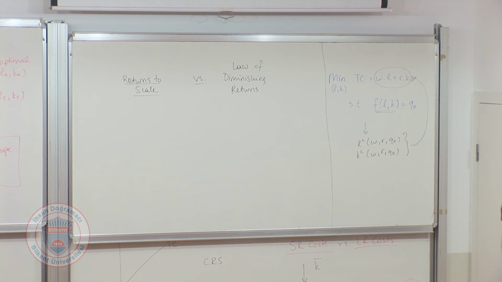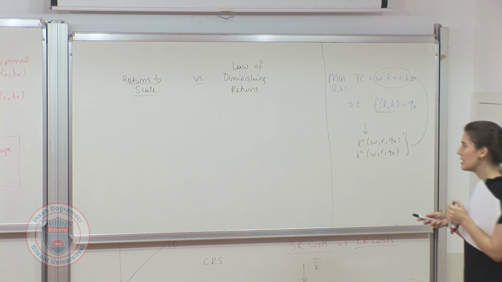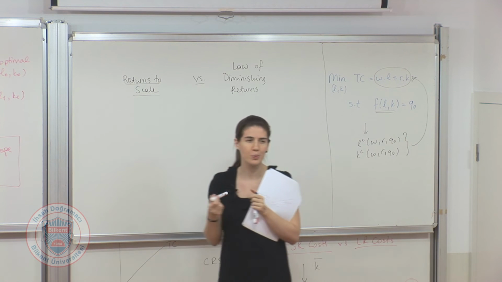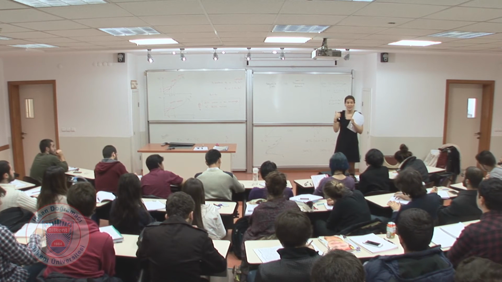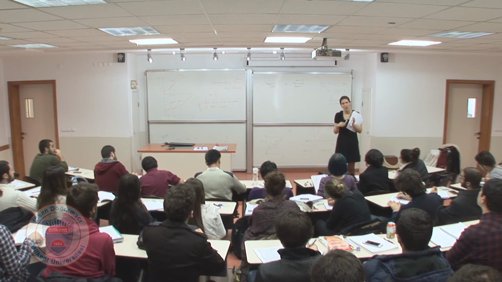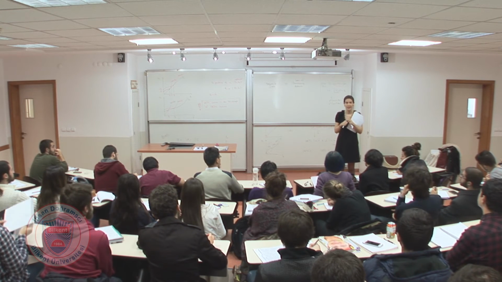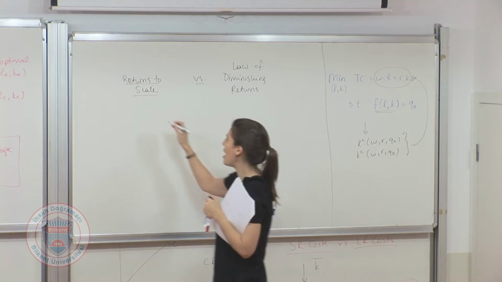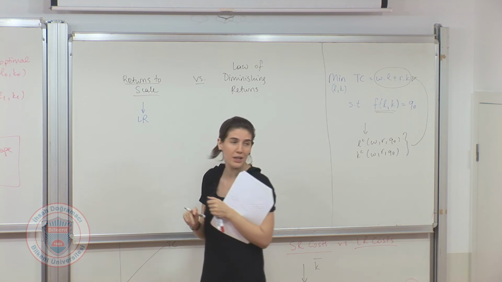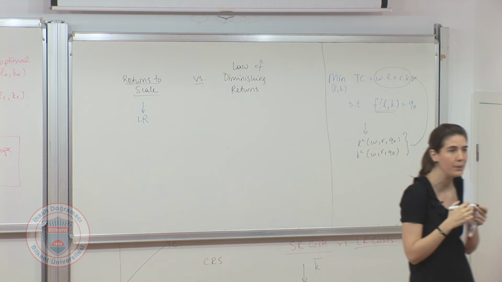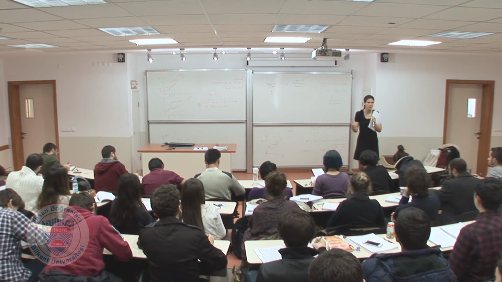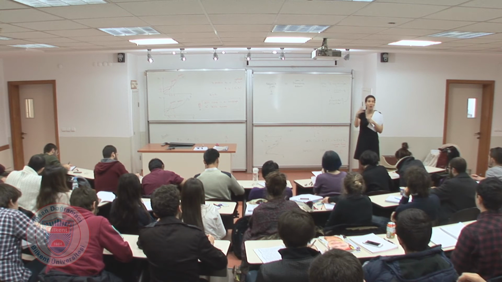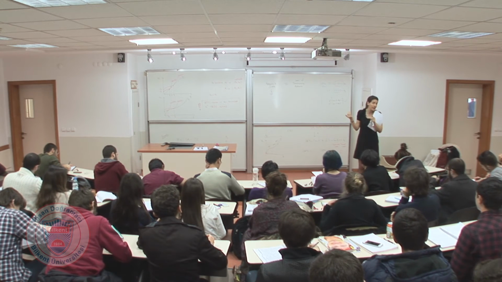Returns to scale, you know, right? If you double all your inputs, what is going to happen to your output, right? Returns to scale is a phenomenon like that. Do you think returns to scale is a long run phenomenon or short run phenomenon? Long run, right? So this is a concept that belongs to the long run, because only in the long run can I say that I'm doubling all my inputs. Otherwise I cannot say it.